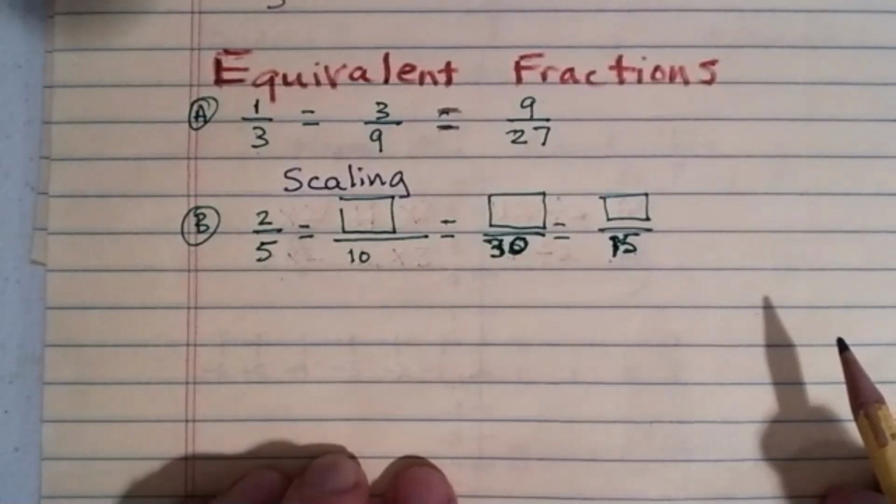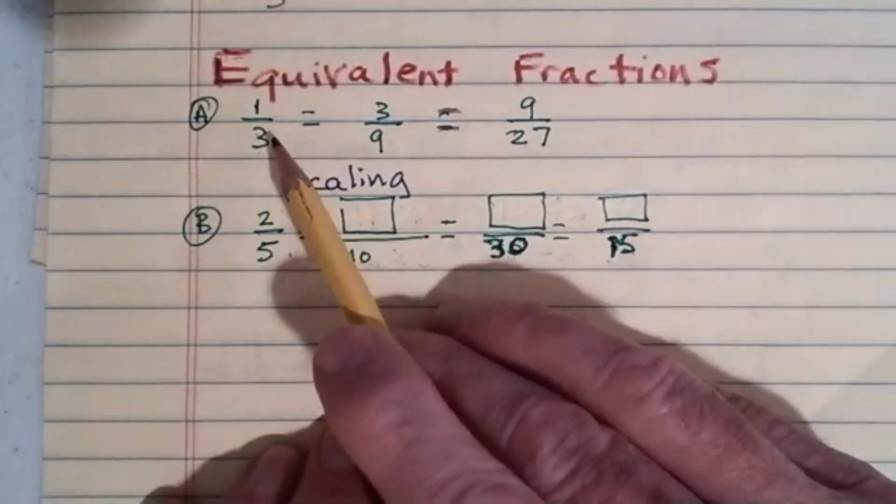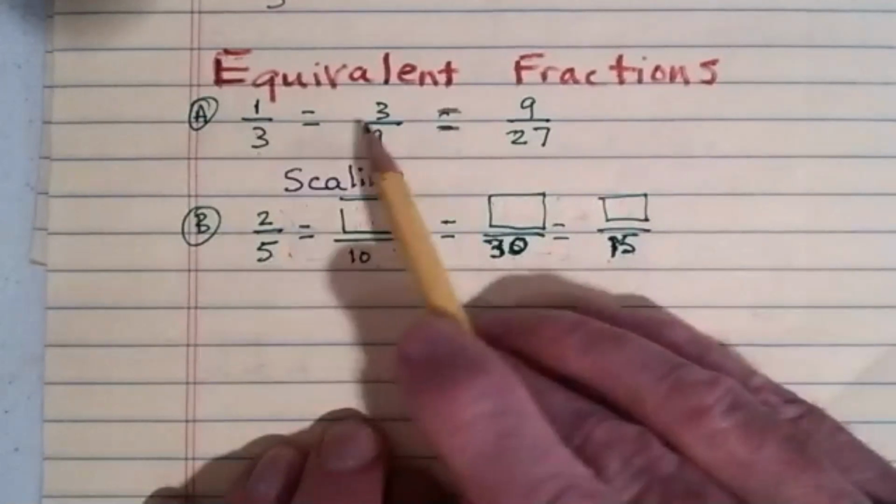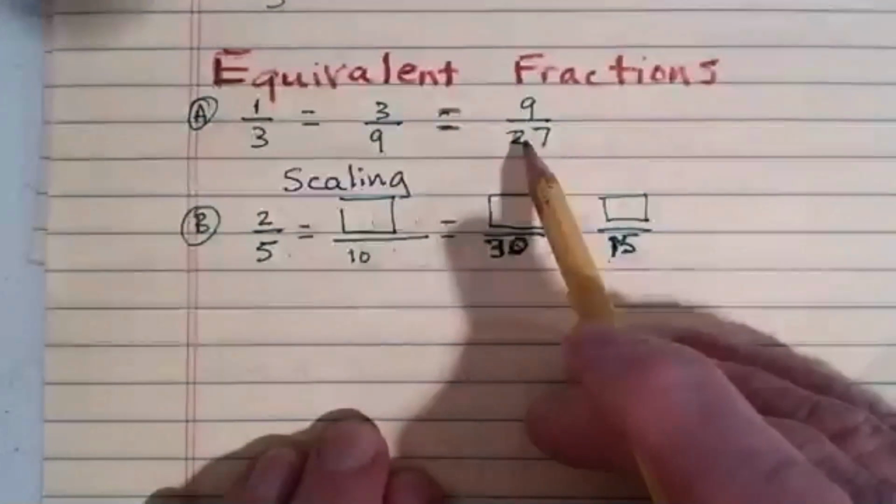So on the screen here, I have 1/3. It's the same thing as 3/9. And these are all the same thing as 9/2.